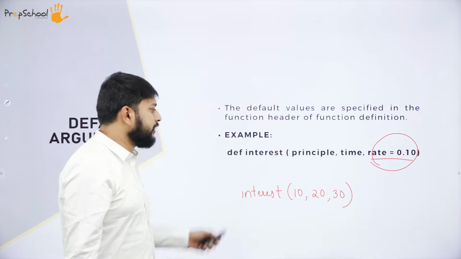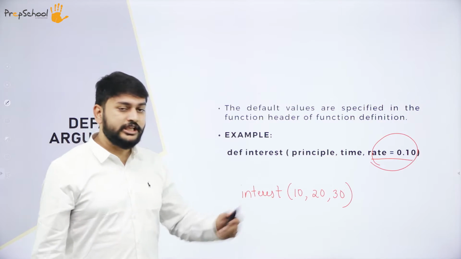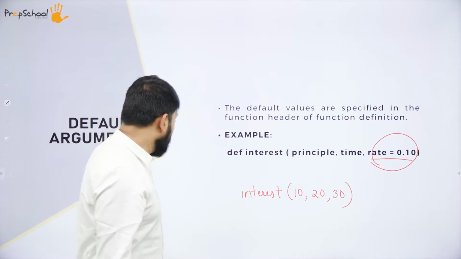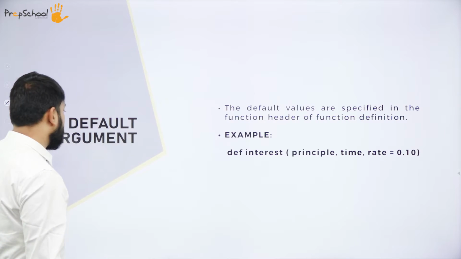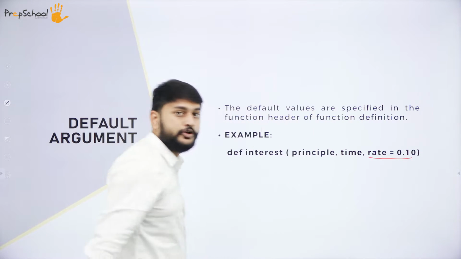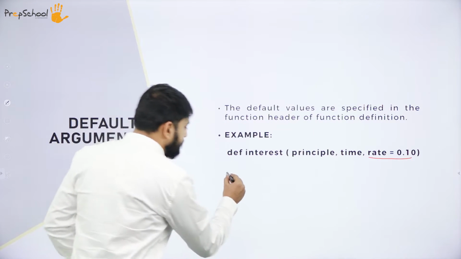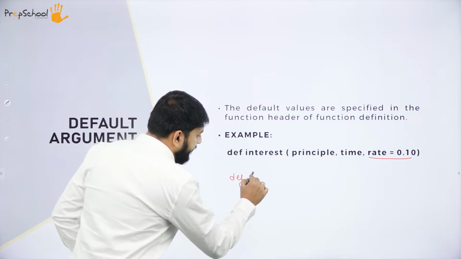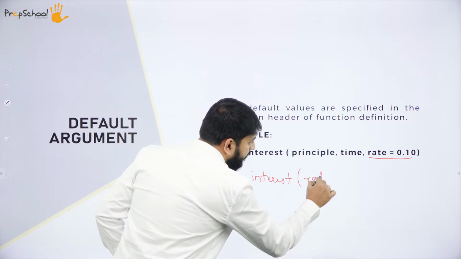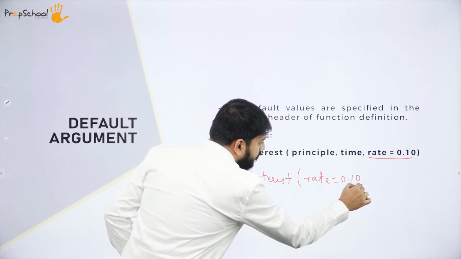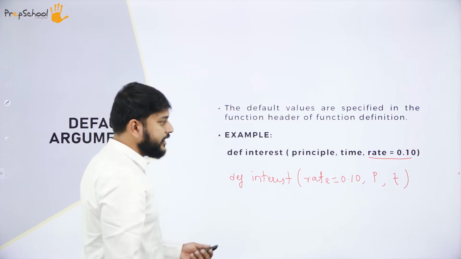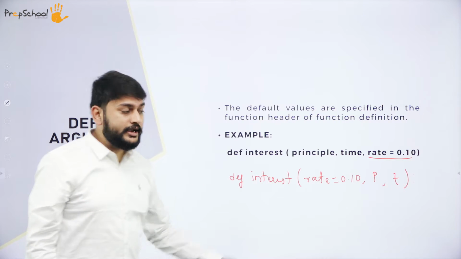One more important point that you should never forget about default parameters or default arguments. What is that point, sir? Let me explain it in detail. This is the default argument you have. Can I write something like this, sir? Yes, I will show you. So def interest, rate 0.10, comma, I'll write it in short, P and T. Can I write something like this?